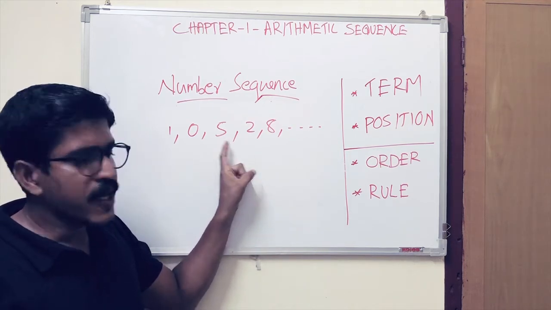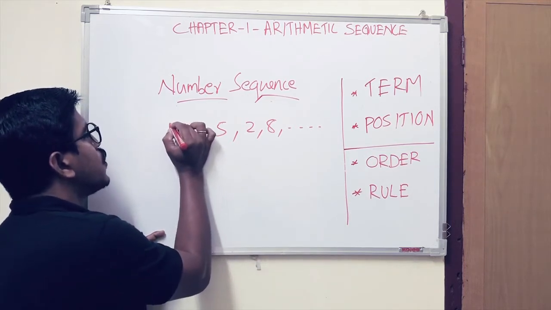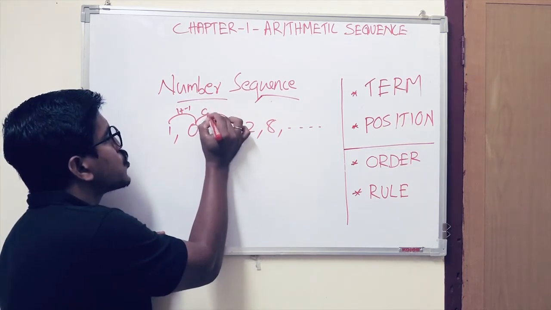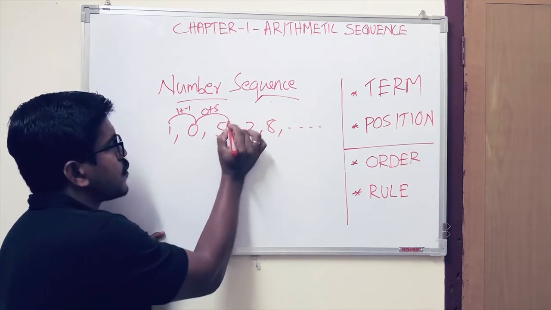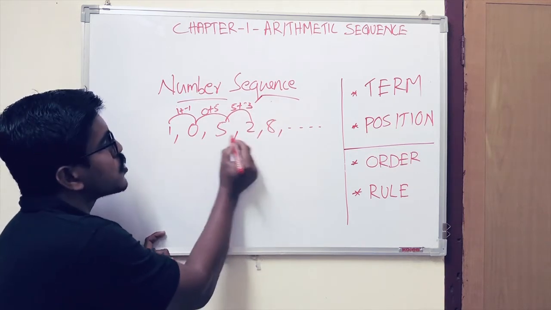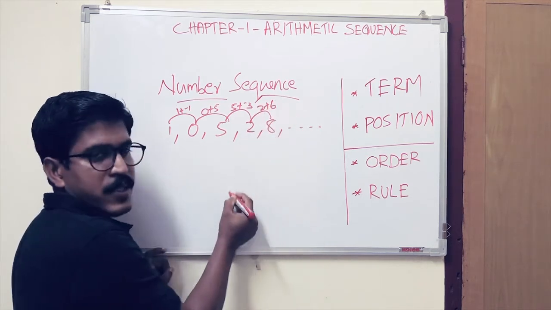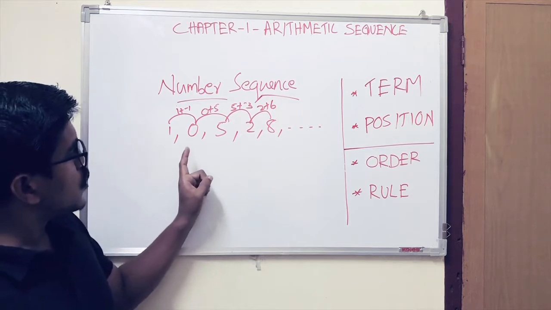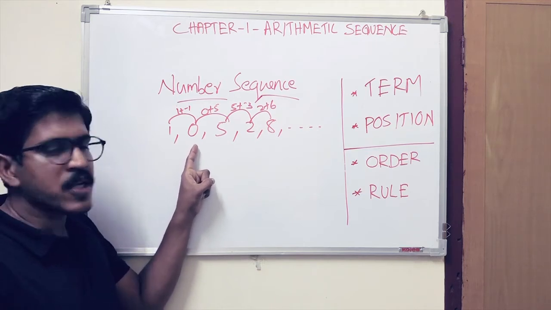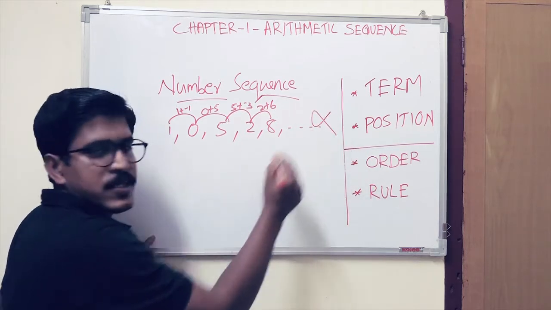Does this set of numbers have a specific order followed by some rule? Here you can see the first term 1, 1 plus minus 1 we got the second term 0, and 0 plus 5 we got the third term 5. 5 plus minus 3, then only we got the fourth term 2. Then here it is 2 plus 6, that is 8. So here we can't find any specific rule used to construct this set of numbers. So this set of numbers is not a sequence.